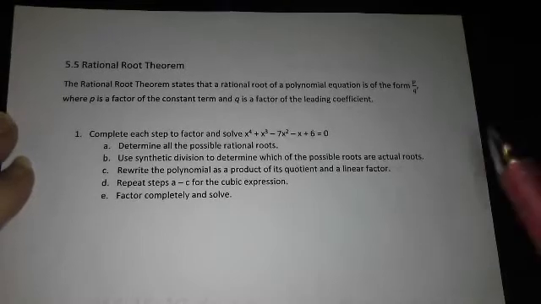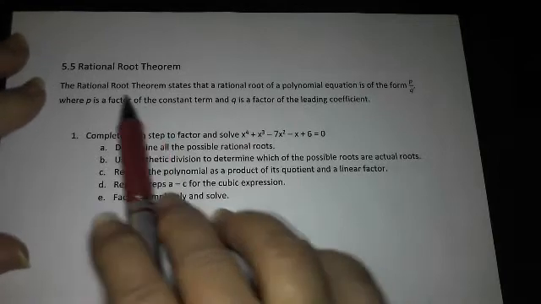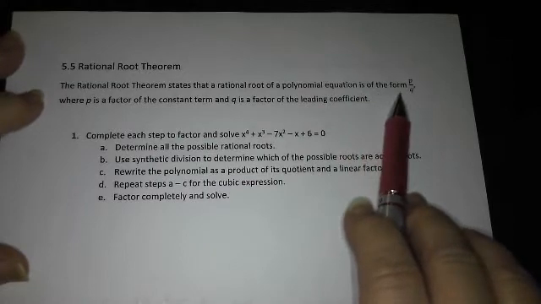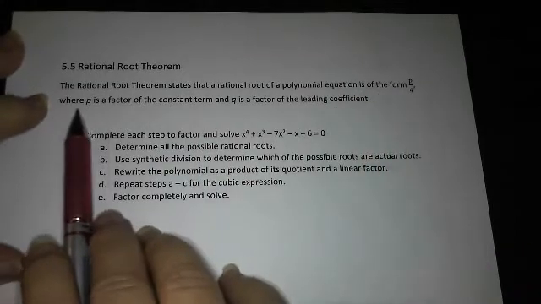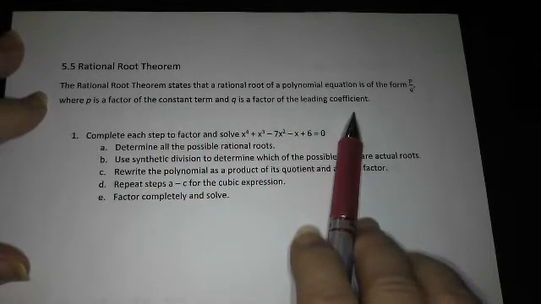Okay, so the rational root theorem. It's going to sound kind of weird, but I'll show you how it all works. The rational root theorem states that a rational root of a polynomial equation is in the form p over q, where p is the factor of the constant term and q is the factor of the leading coefficient.